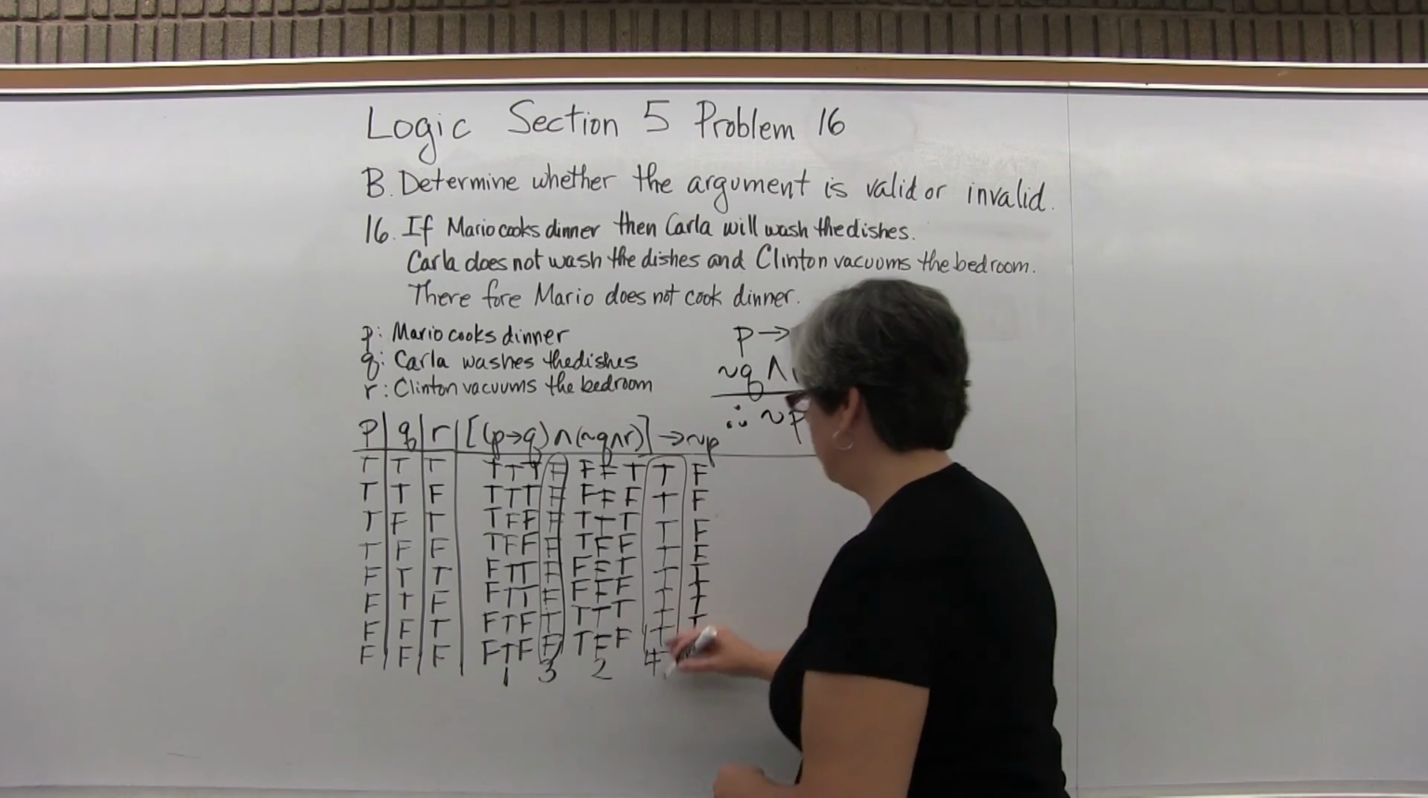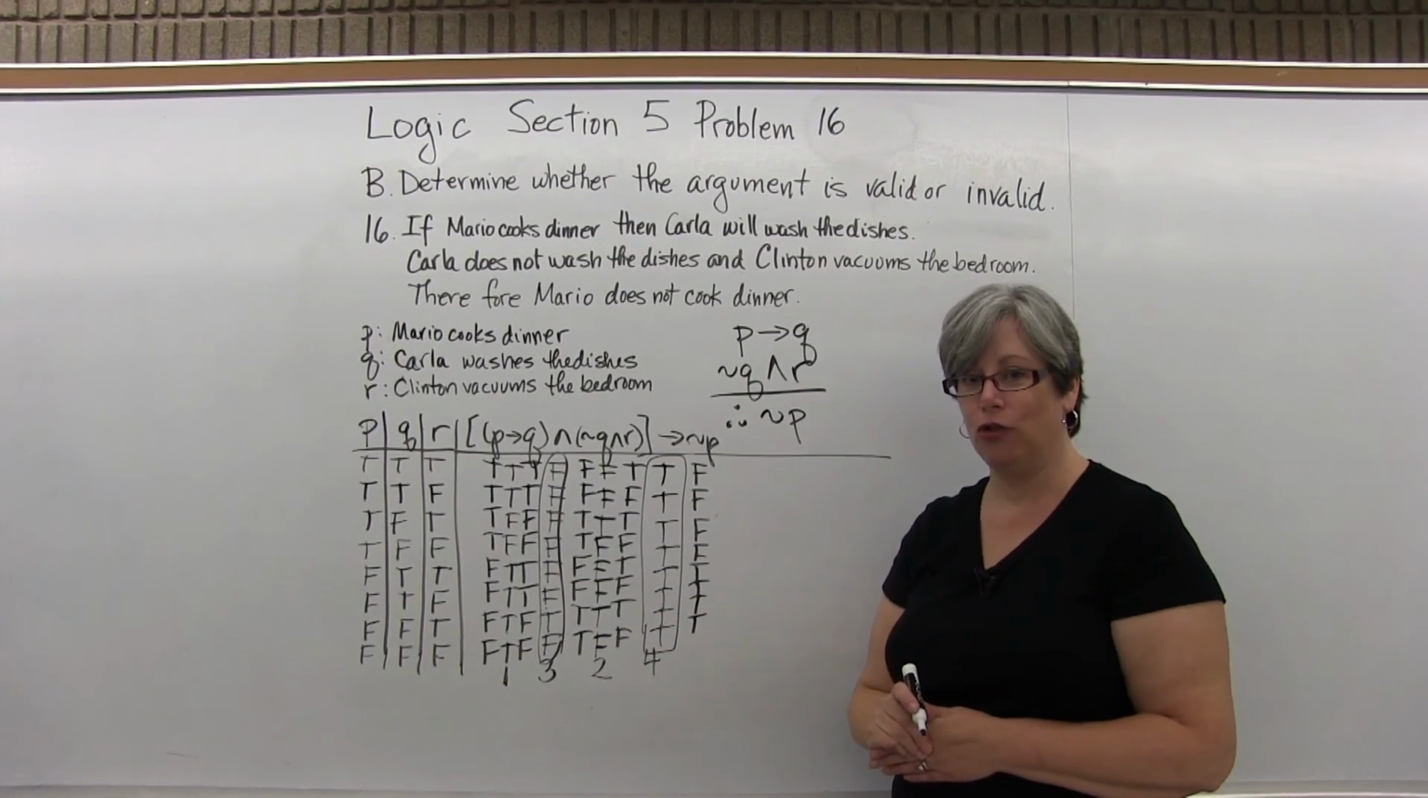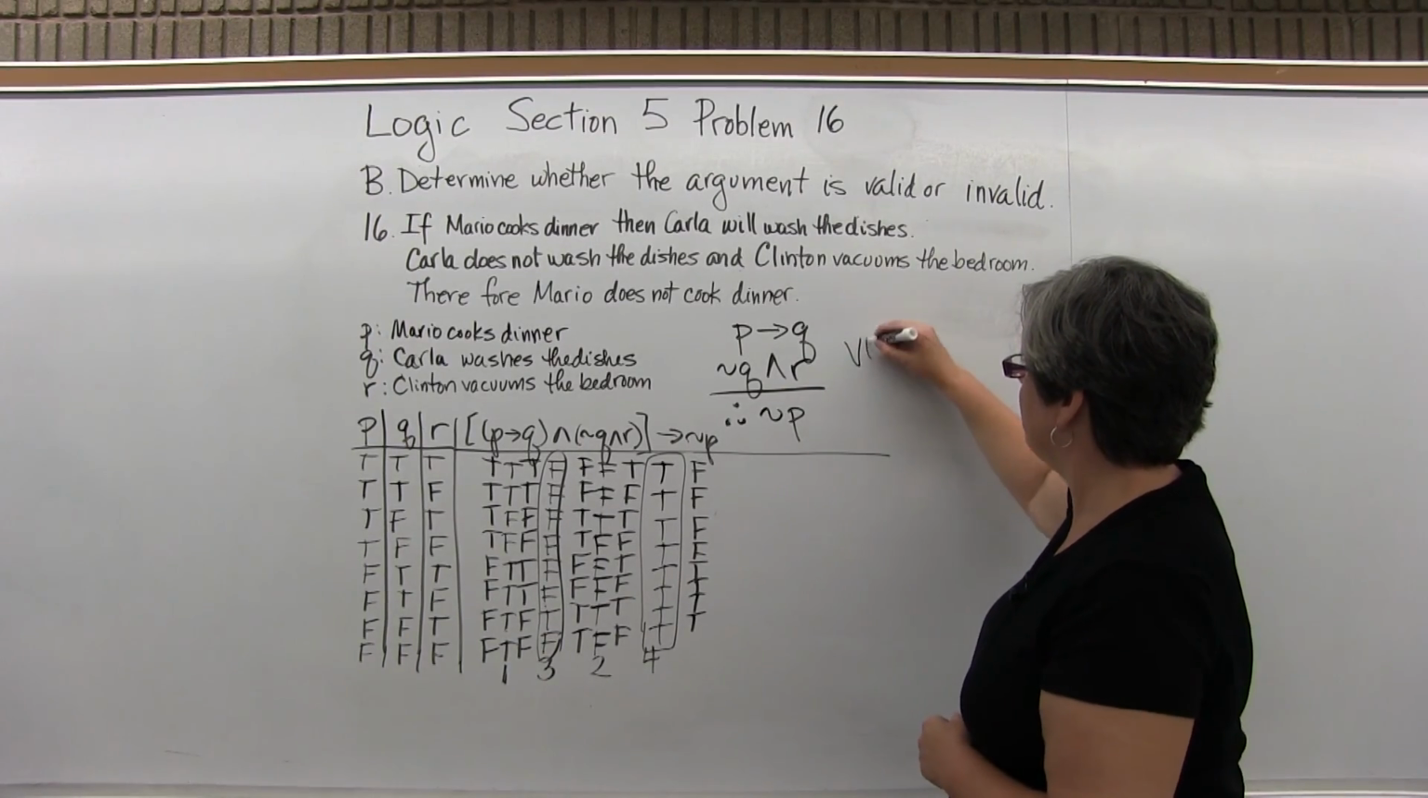So our final column, finally, is all trues, which means we have a valid argument.